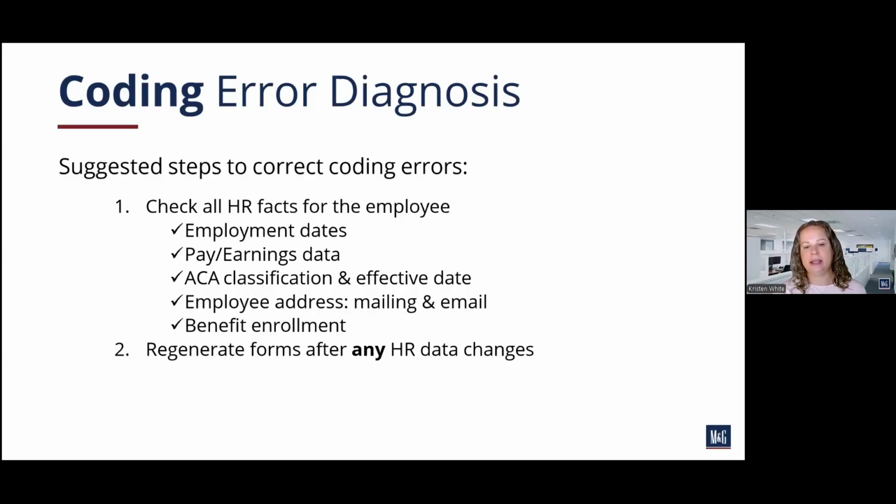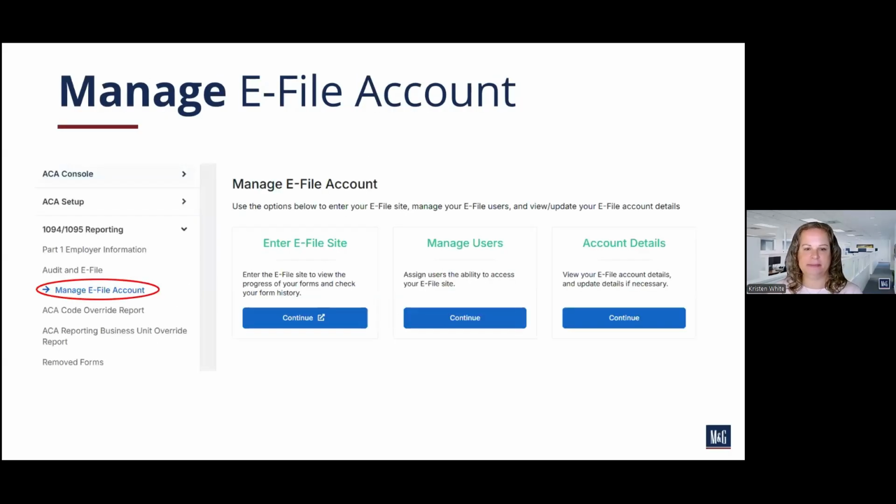If you do make any changes to the HR benefits data, be sure to regenerate the 1095 forms. Let's check that 1094 again to ensure that minimum essential coverage is yes for all 12 months. That was the hard part. You made it.